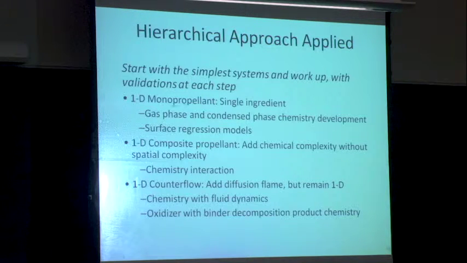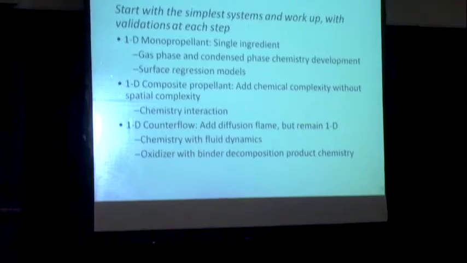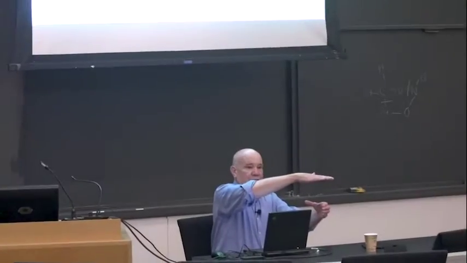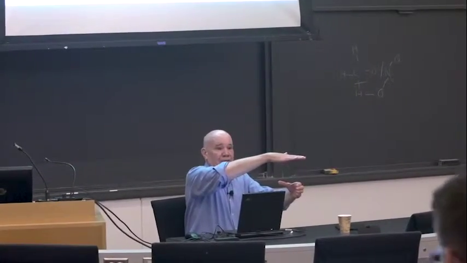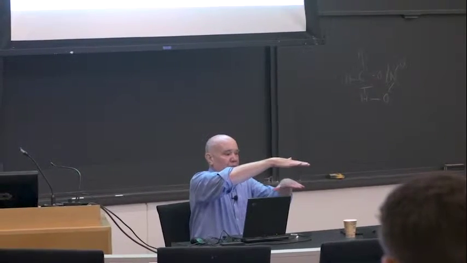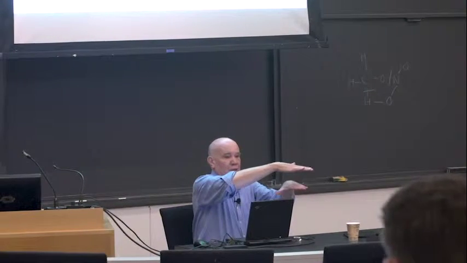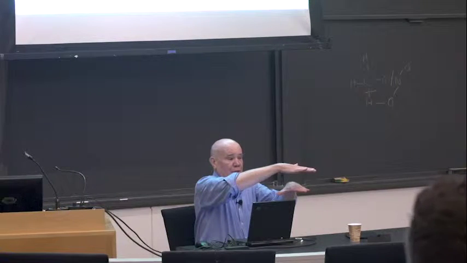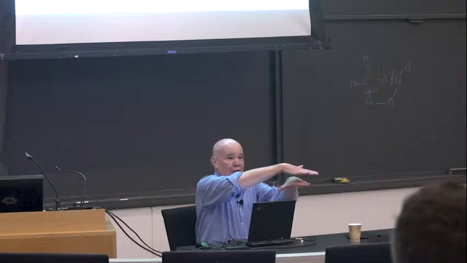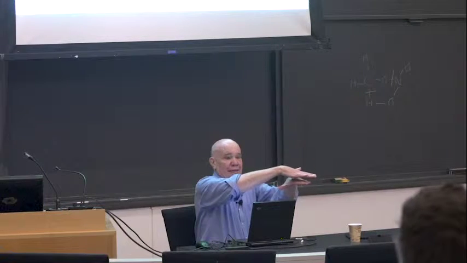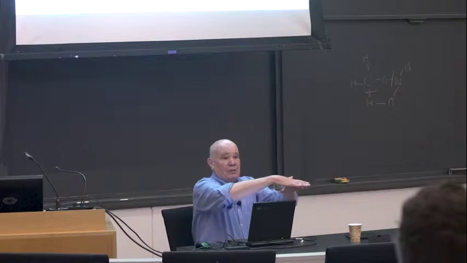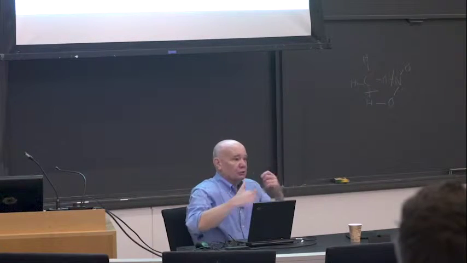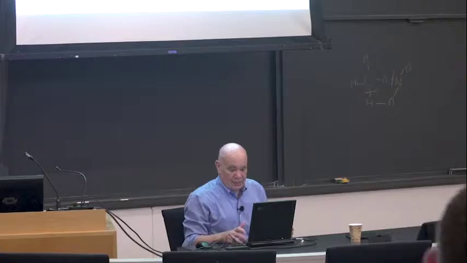I can start adding binder components by going to a counterflow situation, where now I have a crystal AP sitting on the base here, and I start flowing decomposed products from the binder on the top surface. What that's going to do is set up a monopropellant flame above the surface of the AP, but as the oxygen that comes from that monopropellant flame leaves, it'll mix with the fuel fragments coming down, and I'll develop a diffusion flame.